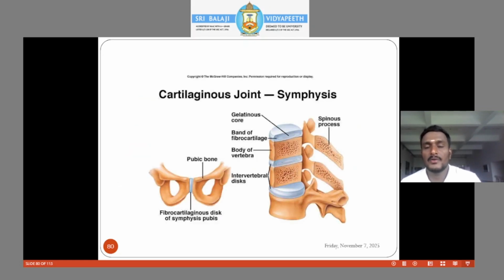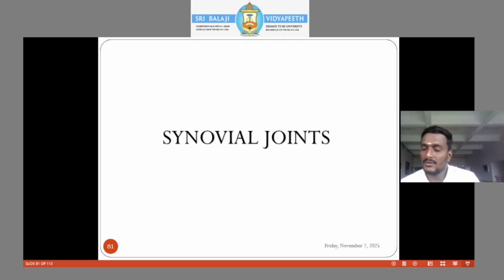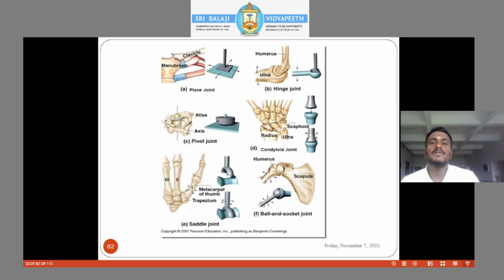Pubis symphysis is a secondary cartilaginous joint. Synovial joints include the plane synovial joint, hinge joint, pivot joint, condylar joint, ball and socket, and saddle. Examples of plane synovial joints are the manubriosternal joint and the acromioclavicular joints. The elbow joint is a hinge joint.